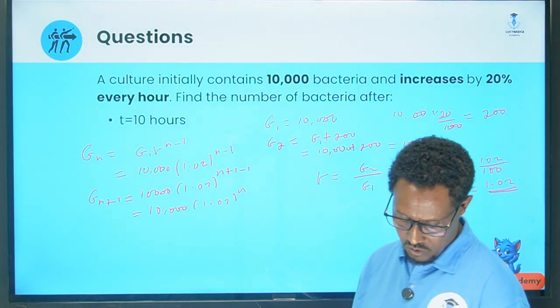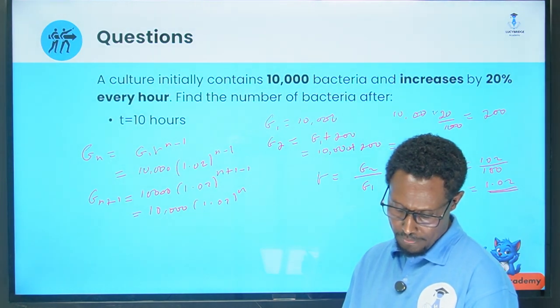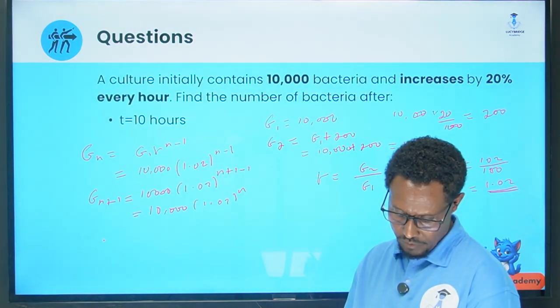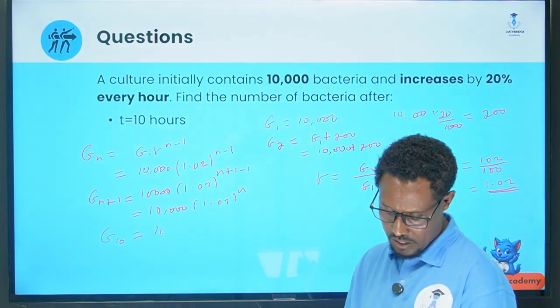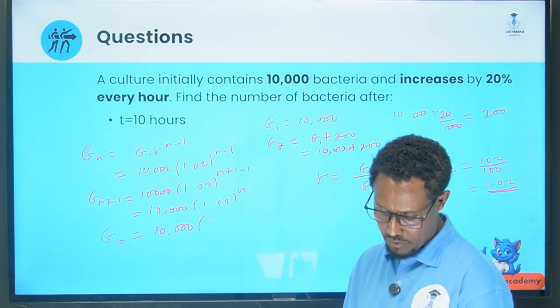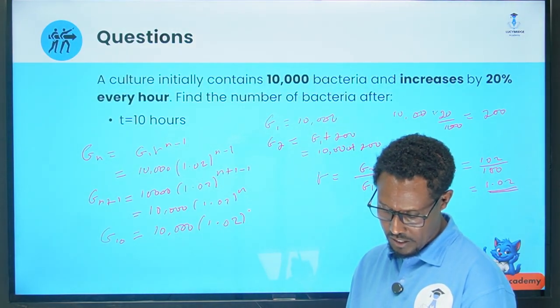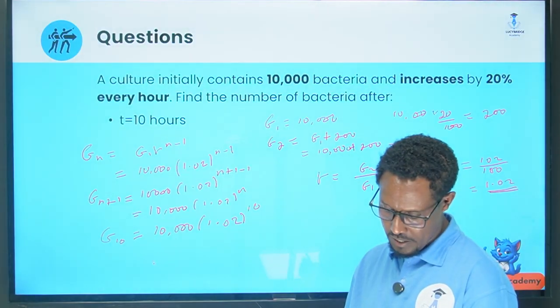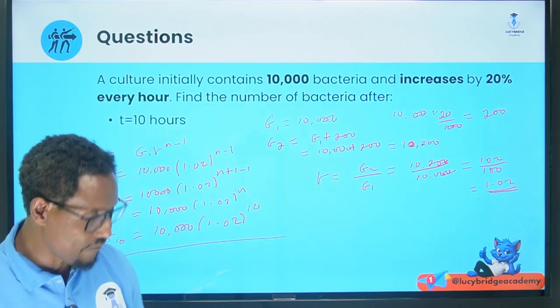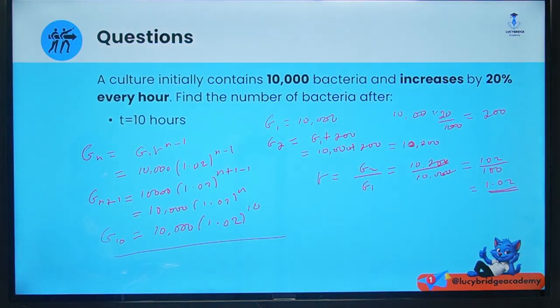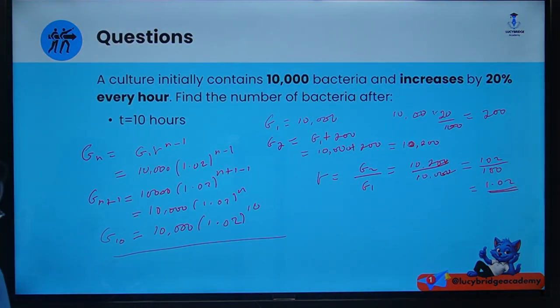After 10 hours means now G10 is equal to 10,000 times 1.02 to the power of 10. In this way, the value of the bacteria after T hours will be 10,000 times 1.02 to the power of 10.